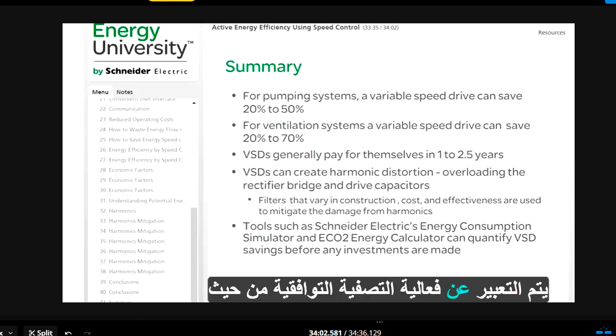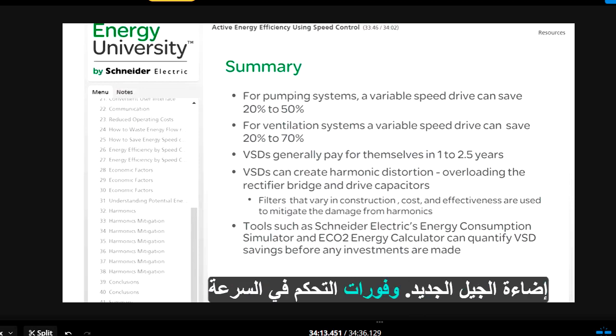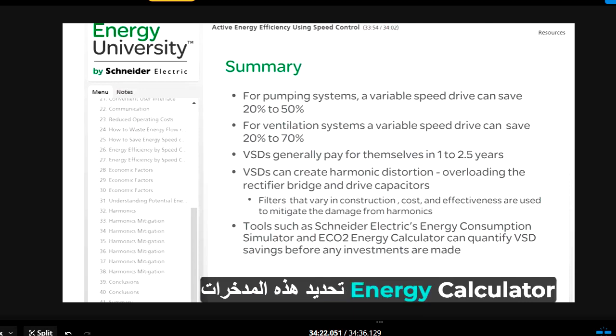Harmonic filtering effectiveness is expressed in terms of THDI rating. The savings associated with variable speed drives is as dramatic as upgrading to new generation lighting. Speed control savings are ready to be realized. Using tools such as Schneider Electric's Energy Consumption Simulator and the ECO2 Energy Calculator can quantify those savings before any investments are made.